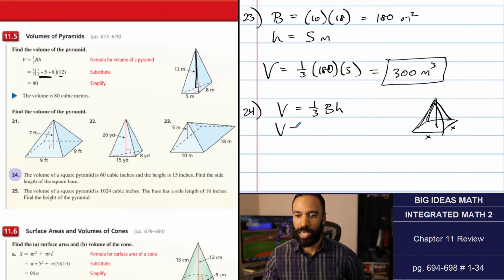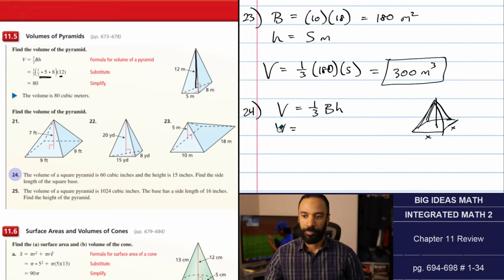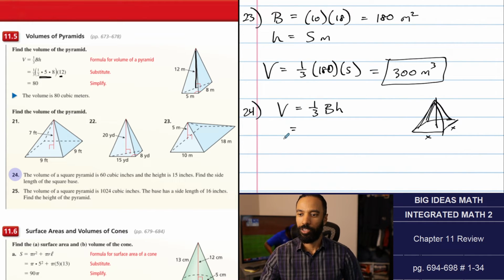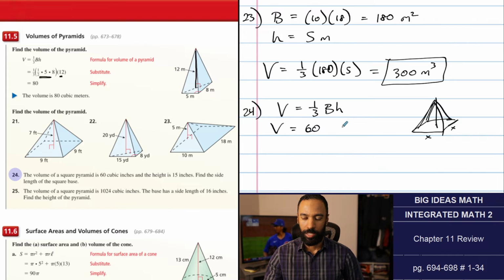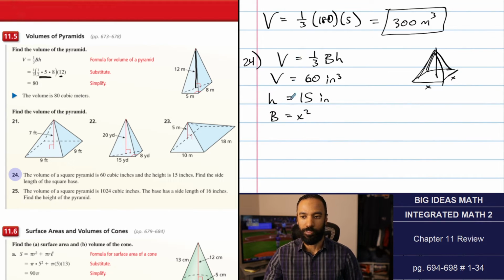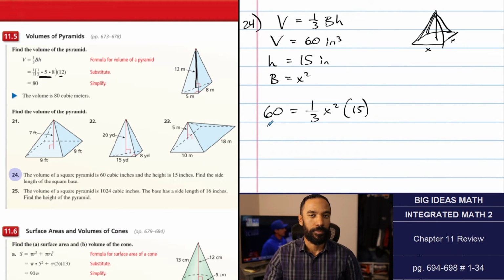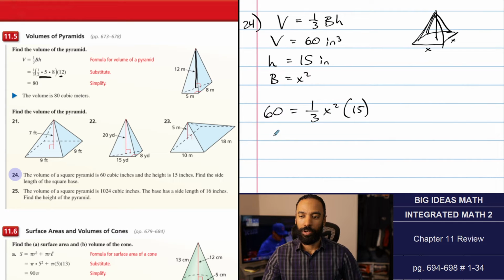So I could also write this as, oh, we have the volume, hold on. Well, let me do this. The volume is 60. The height is 15. And the area of the base is an unknown x squared. So as far as what I can do, this is basically going to be a substitution. 60 volume equals 1/3 area of base, x squared, times height, 15. We've got to solve for x. A third of 15 is 5.